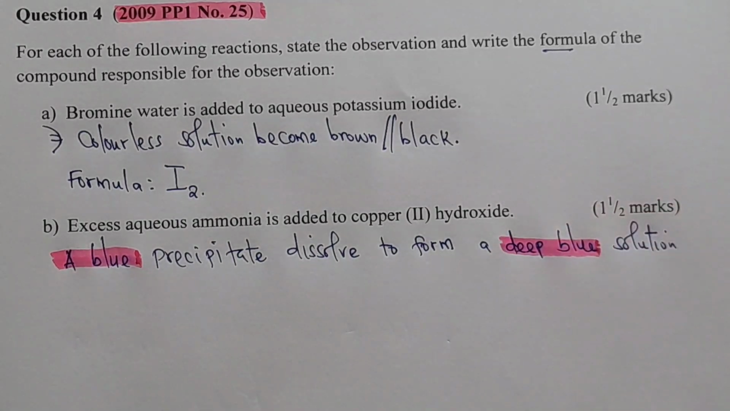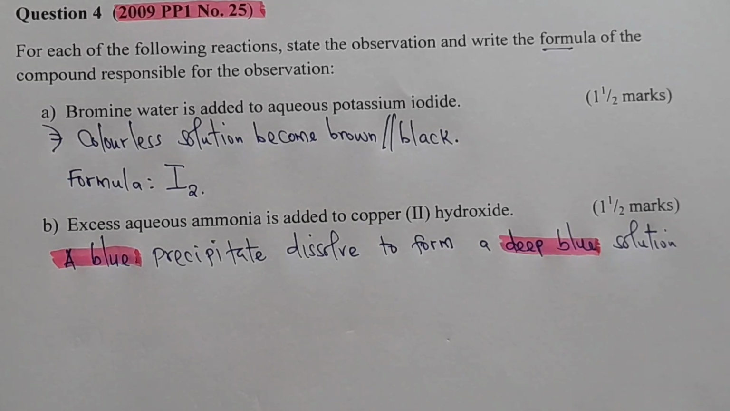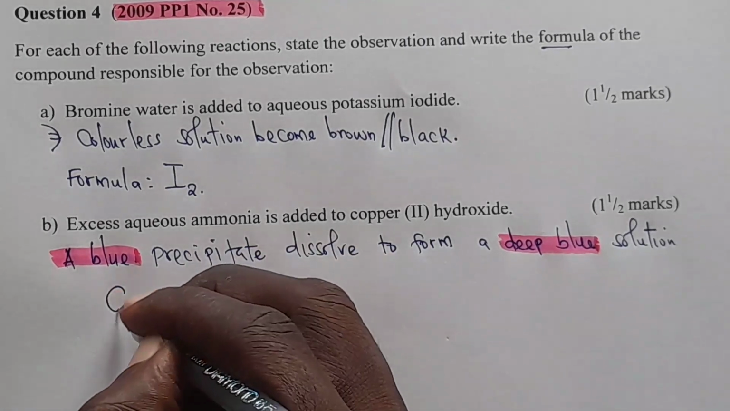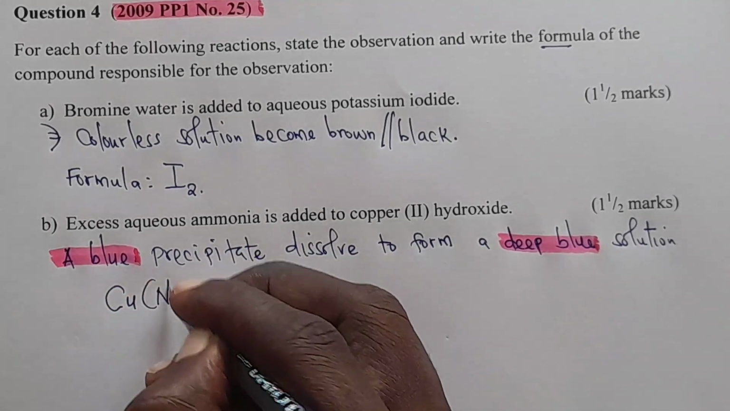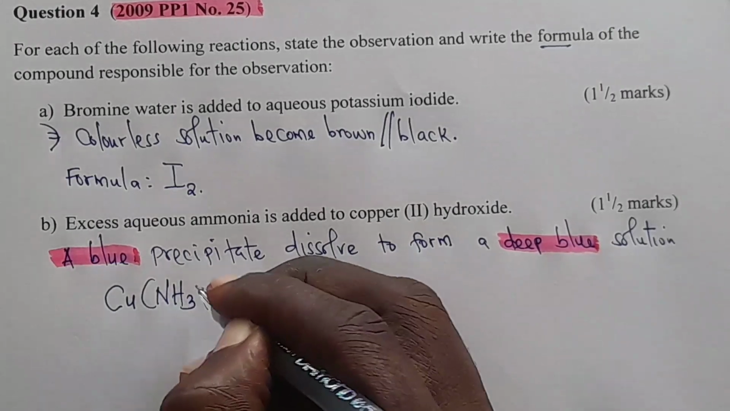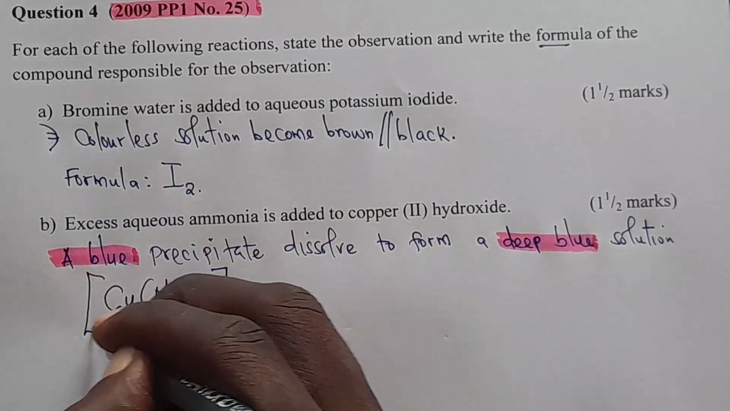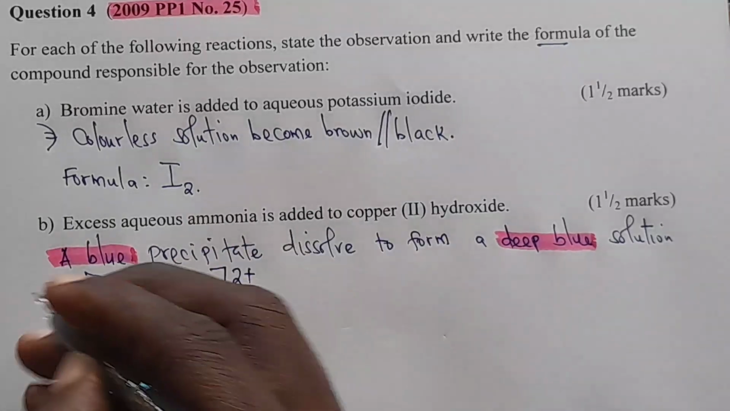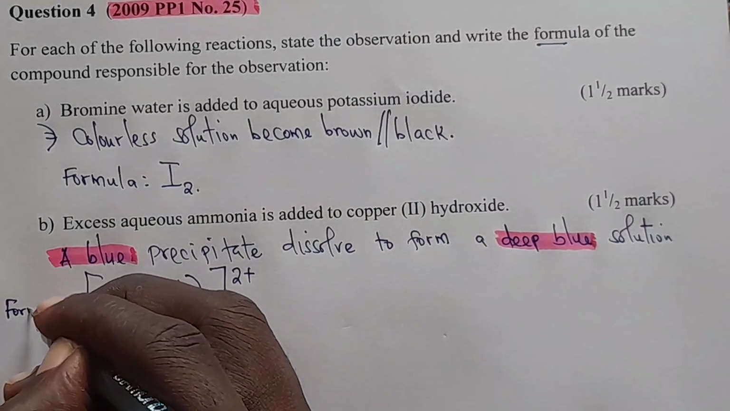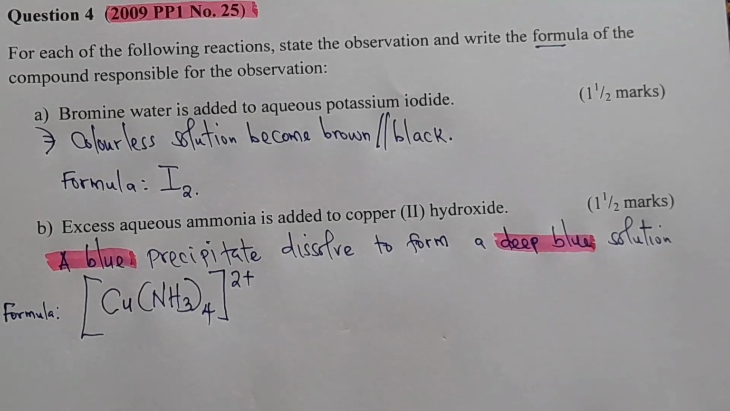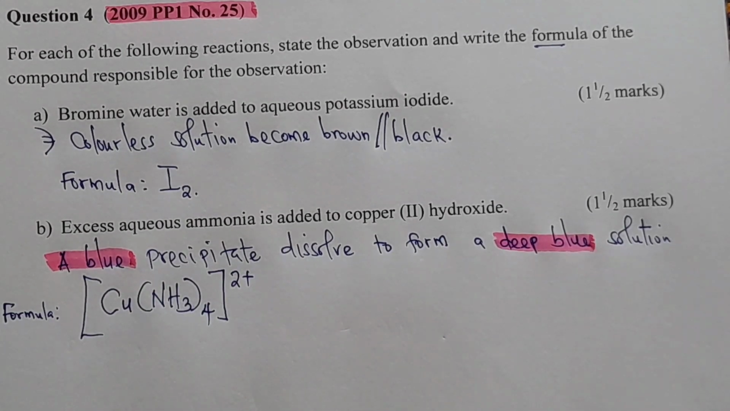So that's the observation. What is the formula for the compound responsible for this observation? It will be the tetraamine copper 2 ions. The formula should be written like this. So this will be the formula for the compound responsible for this observation. That's the end of our lesson.